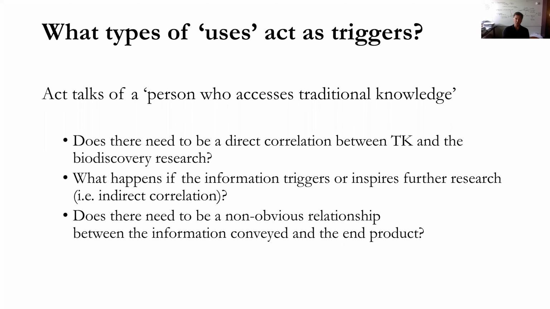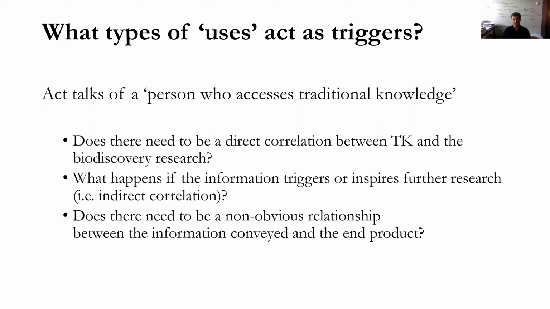Another question that needs to be resolved is what types of uses act as triggers for the traditional knowledge obligation. So does there need to be a direct correlation between traditional knowledge and biodiscovery research? So for example, if the Indigenous researcher told a non-Indigenous researcher about the benefits of a particular tree for use in times of drought, there's a direct correlation there. But what happens if there's an indirect correlation? What happens if in undertaking research on the drought resistance aspects of a particular plant, the university researcher stumbled on a different thing? Would that be a use?